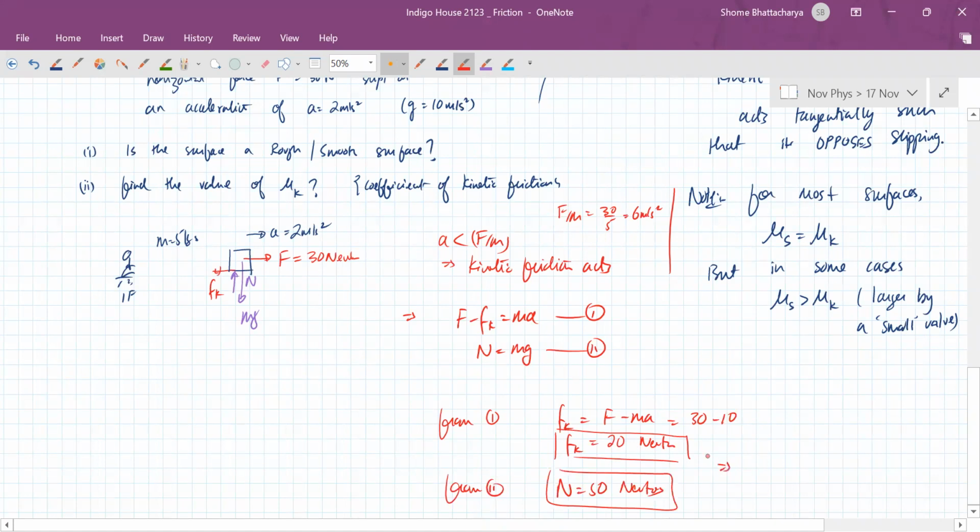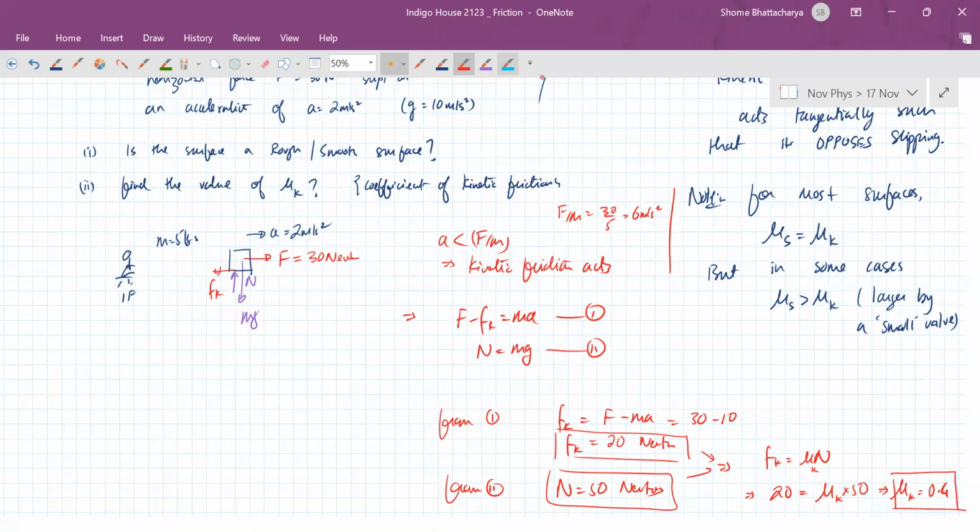So from this, I know that kinetic friction is equal to mu N. So 20 Newton kinetic frictional force is coefficient of kinetic friction multiplied by 50 newtons of normal reaction. So that is telling me that the coefficient of kinetic friction is 0.4 or 2 by 5 in this case. Yes, Ethan, your answer is correct.